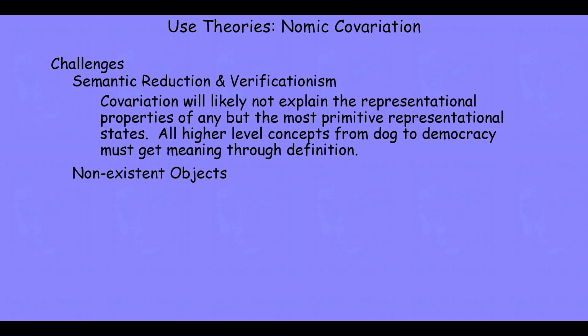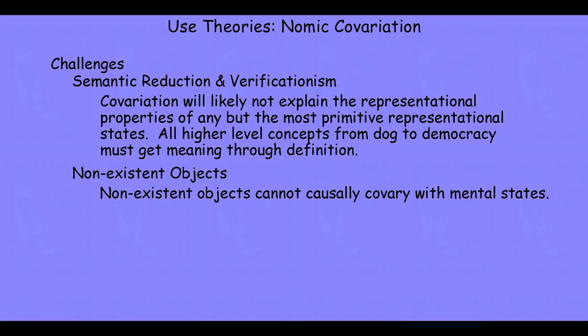The next kind of objection that gets offered up against gnomic covariation points to the fact that non-existent objects, in virtue of their lack of existence, cannot causally covary with mental states, and yet we seem perfectly capable of representing things that don't exist. We have a concept of unicorn, and that concept seems to be meaningful, seems to represent something, despite the fact that there are no unicorns to cause that state.